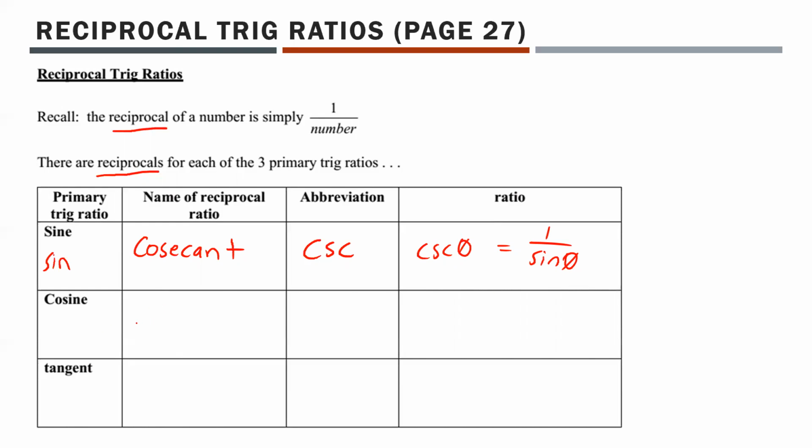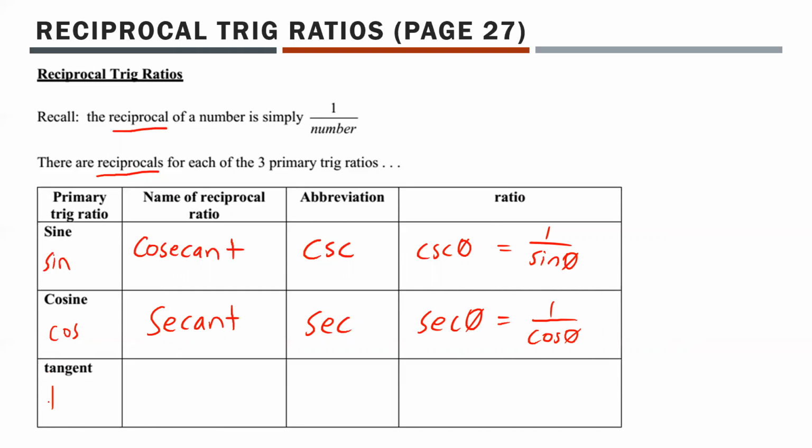Next up, cosine. Cosine has a reciprocal ratio. It's called secant. Now remember, cosine's abbreviation was COS, cos, right? Secant's abbreviation is SEC, okay? Now the ratio for this would be SEC theta is 1 over cosine theta, because it's the reciprocal of them, right? That's how that works.